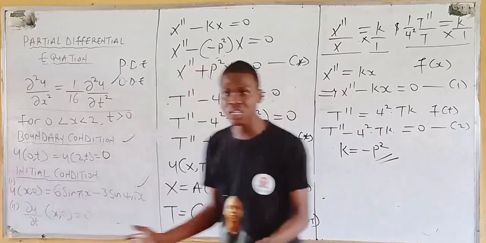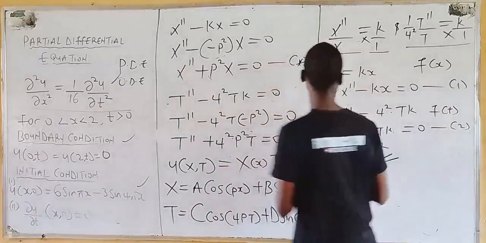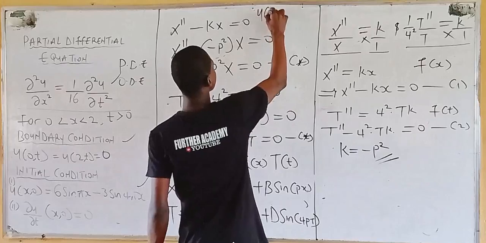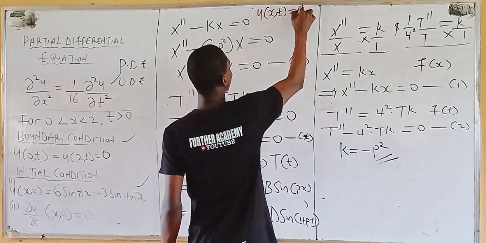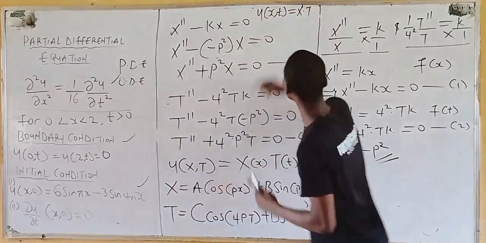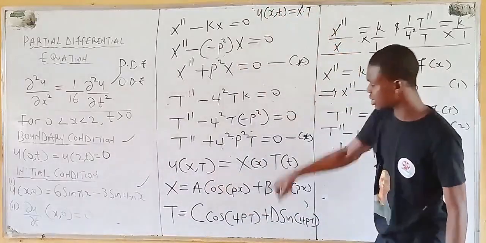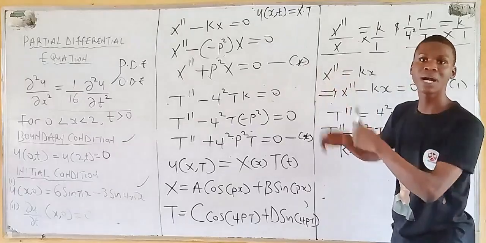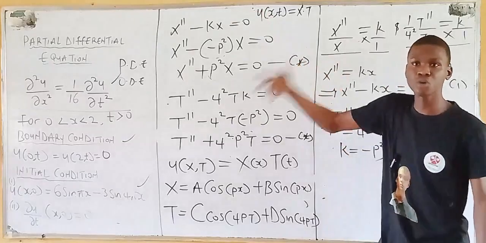Now from here, what does it mean? It means from this general solution that we stated previously, u as a function of x and t equals x multiplying t. You already know the function of x, which is this. I already know the function of t, which is this. Then substitute. By the time you substitute, that's your wave equation.